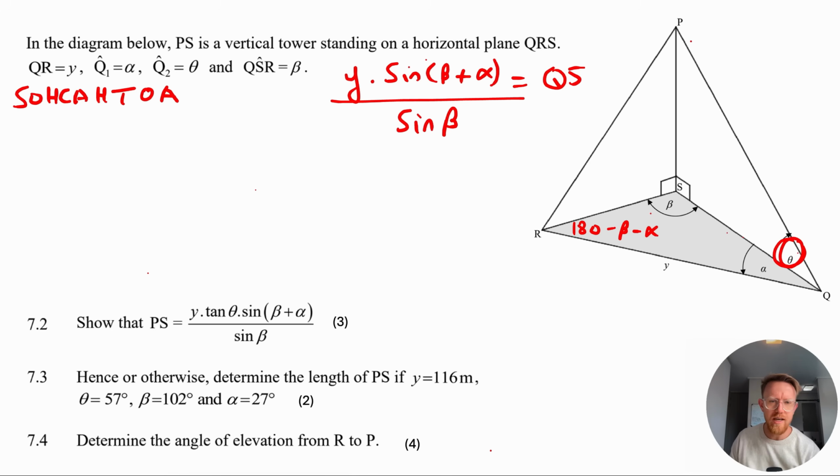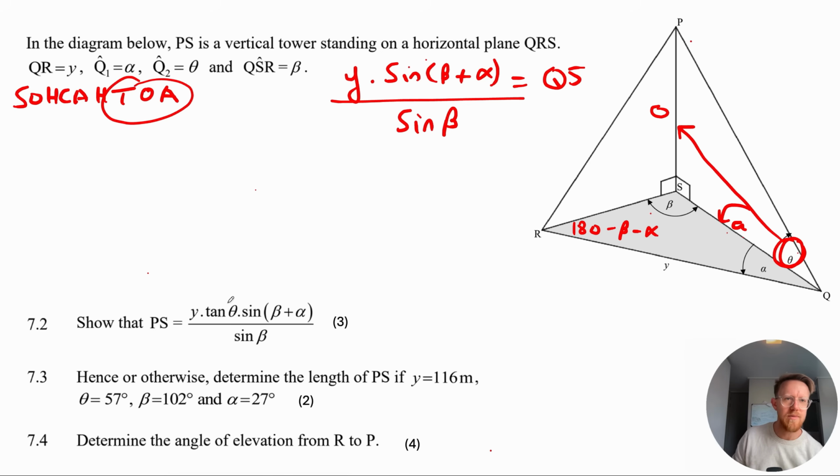Now we are looking for PS. So PS is here. So that's the opposite. And we already have this length, which is the QS that we've just found. So that is the adjacent. So opposite and adjacent is tan. Oh, what do you know? But notice we're not looking at this. It just gets there by itself. So now we're going to say that the tan of the angle we're using is equal to the opposite, which is PS, over the adjacent, which is QS.